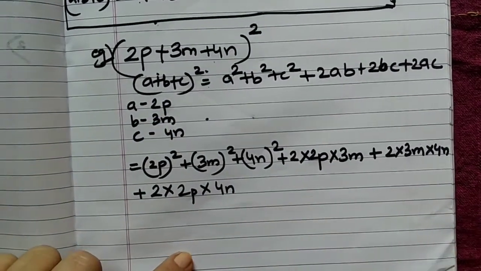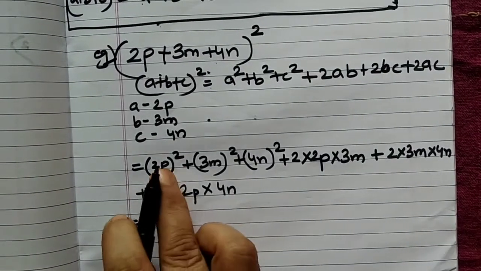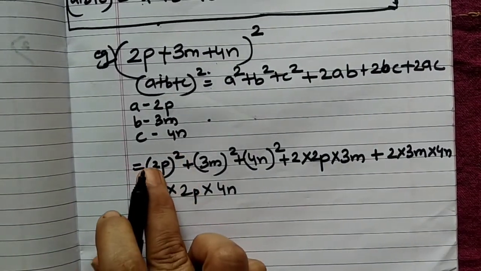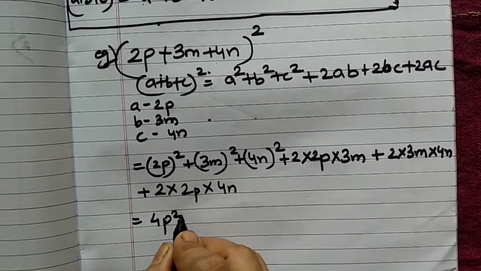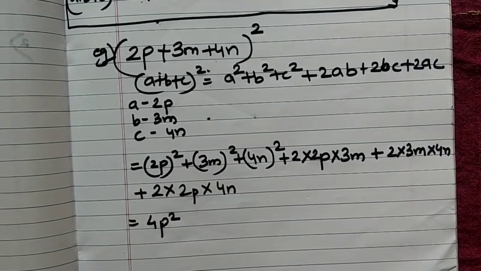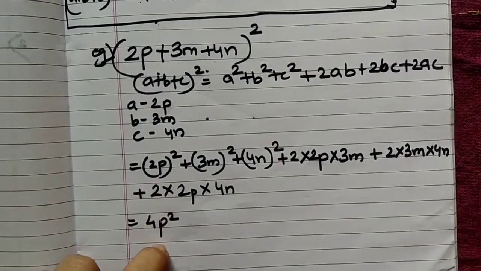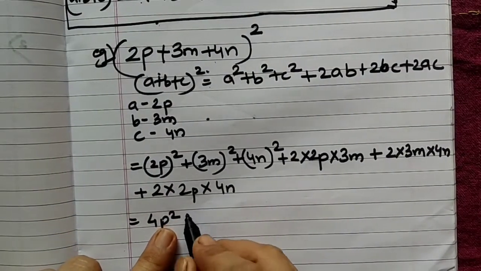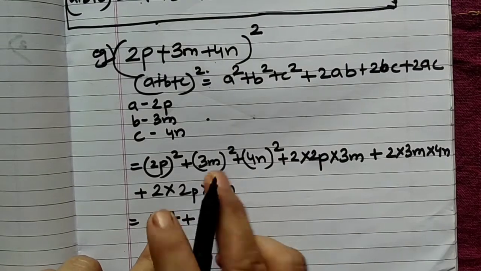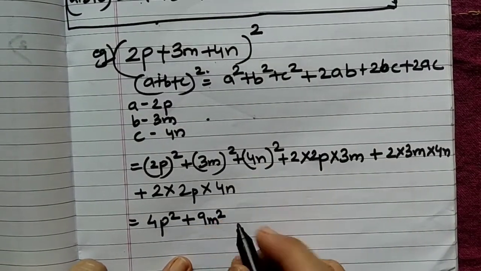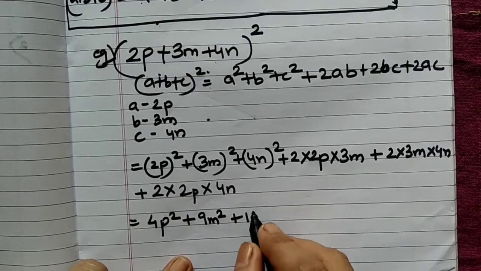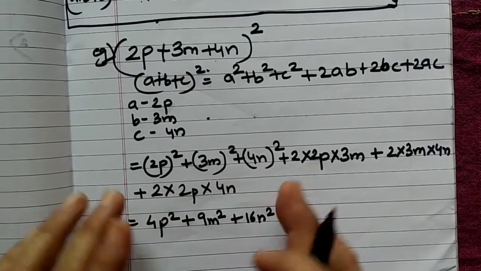Now let us open the brackets. So (2p) square, that is a square of 2 also and square of p also. So it will give me 4p square. 2 square is 4 and p square is p square, plus 3 square, 3 3s are 9, m square, plus (4n) square, 4 4s are 16n square. So this part is done.